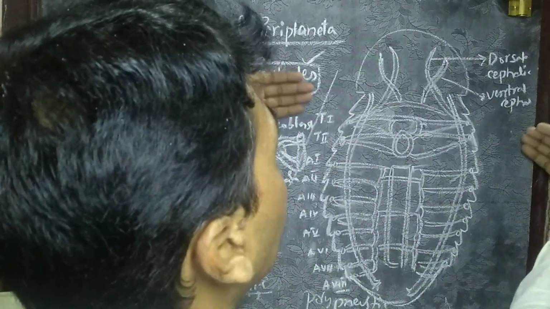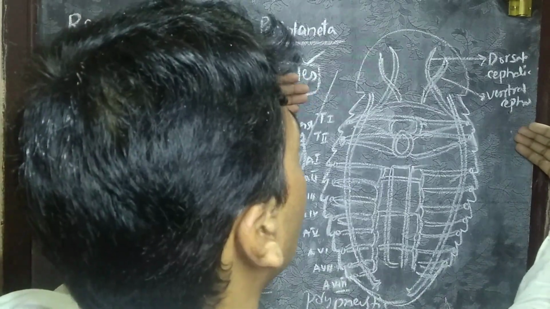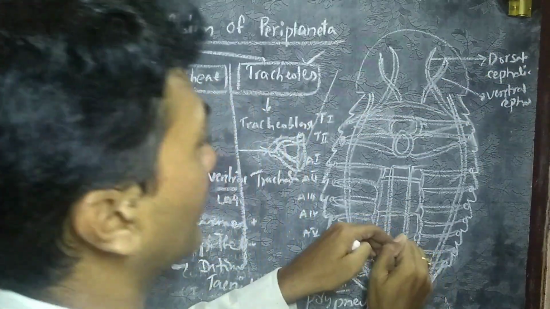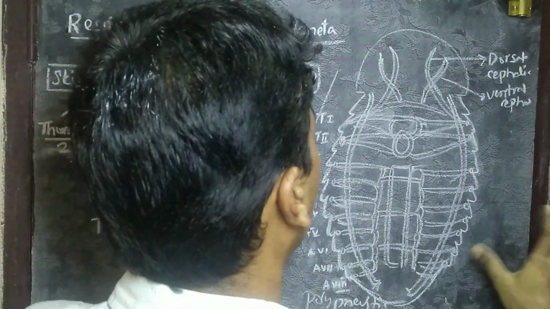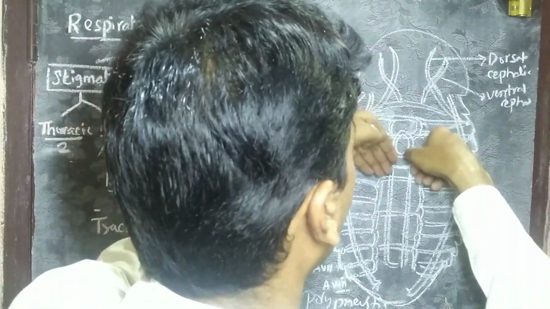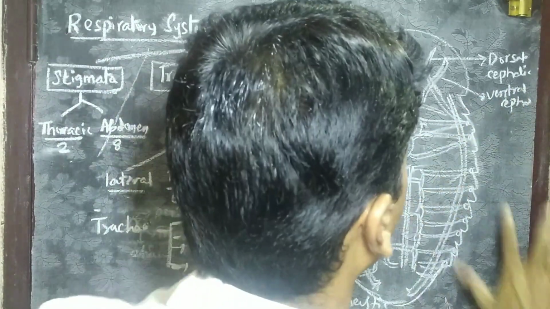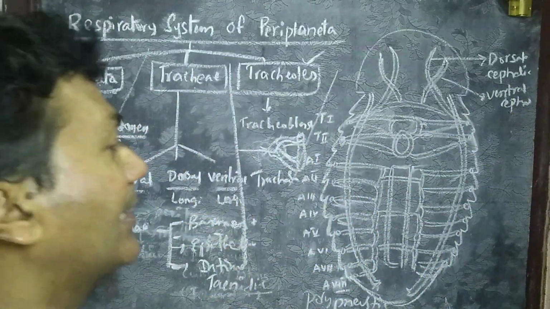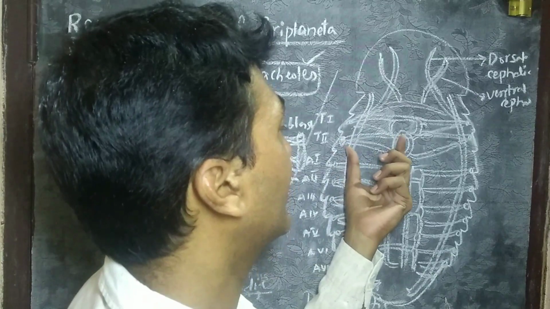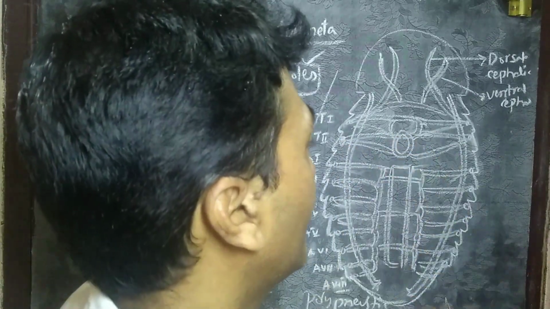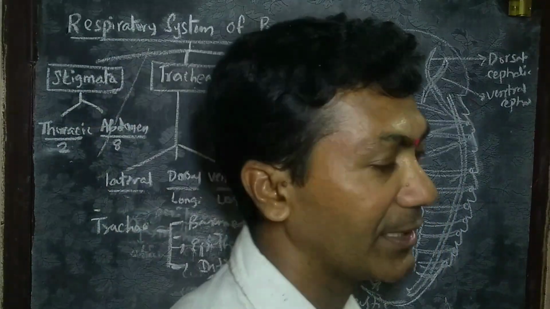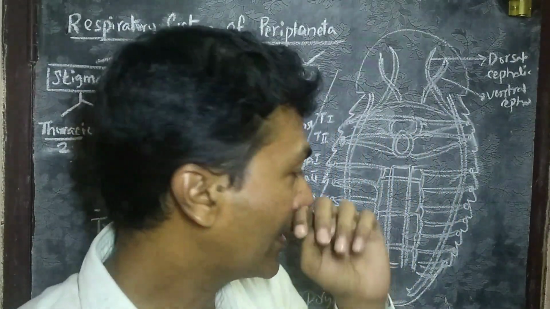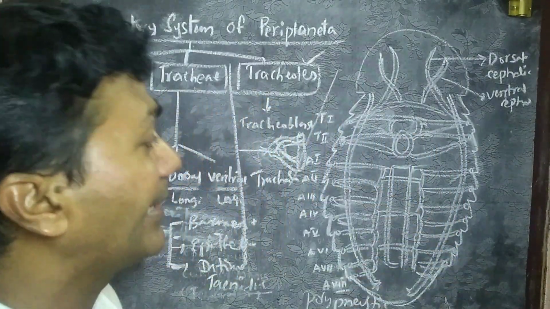So air is coming inside, inspiration occurring through the thoracic stigmata, and expiration taking place through the abdominal stigmata. So air is coming and going in this way. Clear? This is inspiration and expiration. So inspiration by the thoracic stigmata, expiration through the abdominal stigmata. And now, the entrance of air.